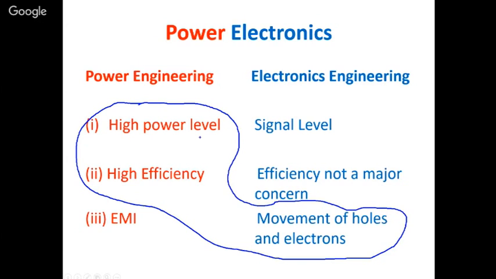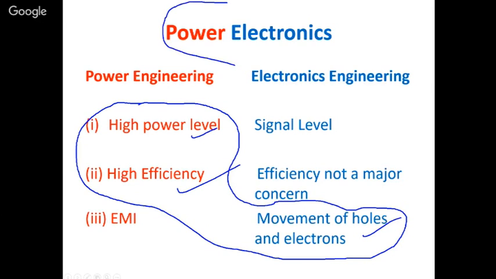Here it is a high power level. We use it in FACTS and DG, so it has to work at high power. Then it requires high efficiency. And the other thing is, we are not using electromagnetic induction. The principle here is the movement of holes and electrons. So these three combined together will form your power electronics.